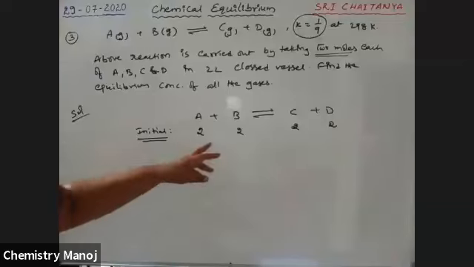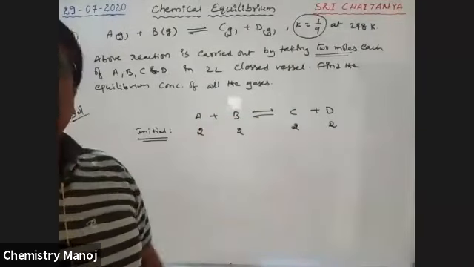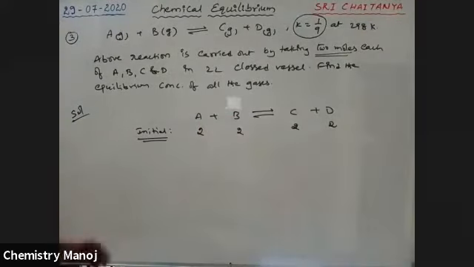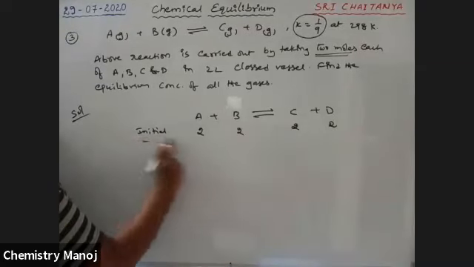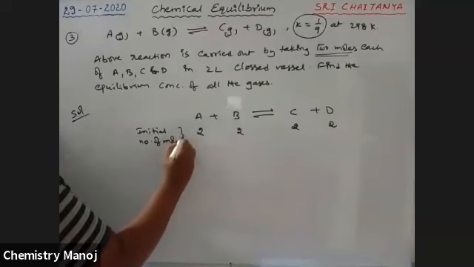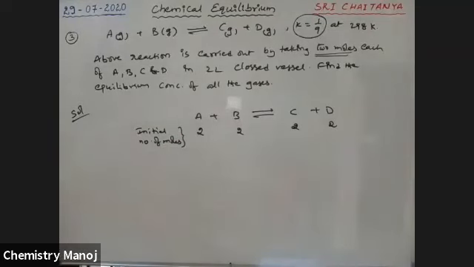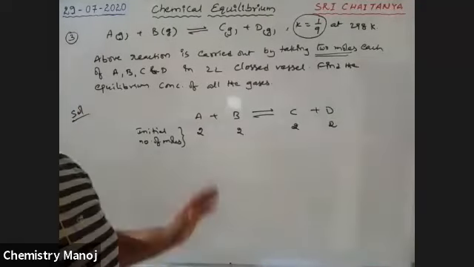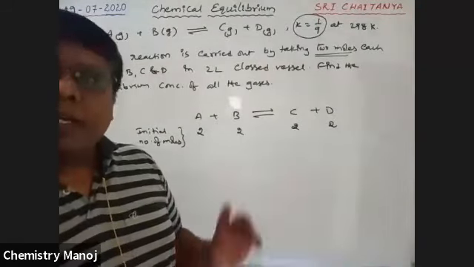So boys, all these are 2 moles initially taken in a 2 liter vessel. So it is the initial number of moles. During the course of the reaction, the forward reaction takes place at equilibrium.